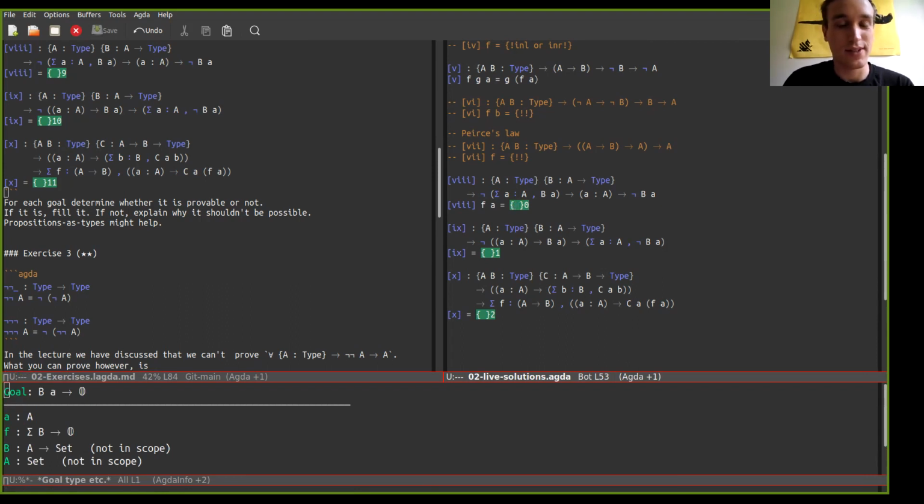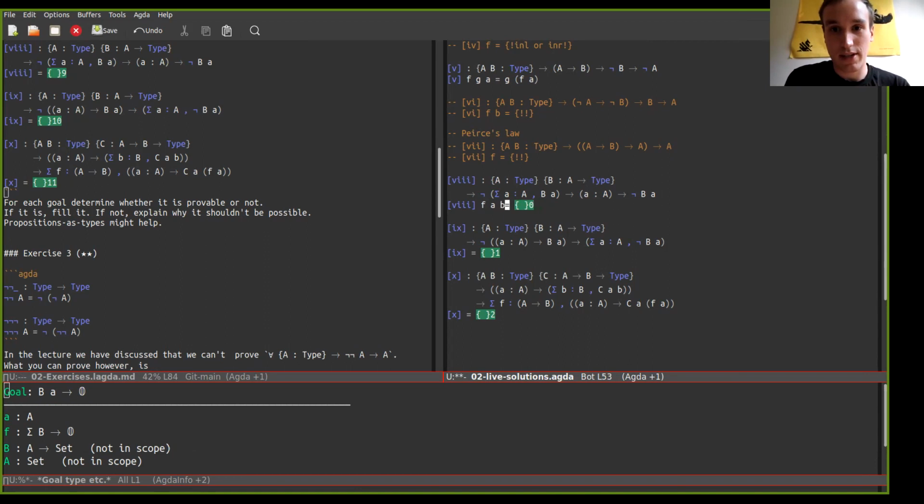Oh yeah, sorry. We've been saying 7, but it's 8, of course. So we have an A. We have a function from the sigma type, and we have to give it a function from B A to the empty type, so we can give it one more argument.